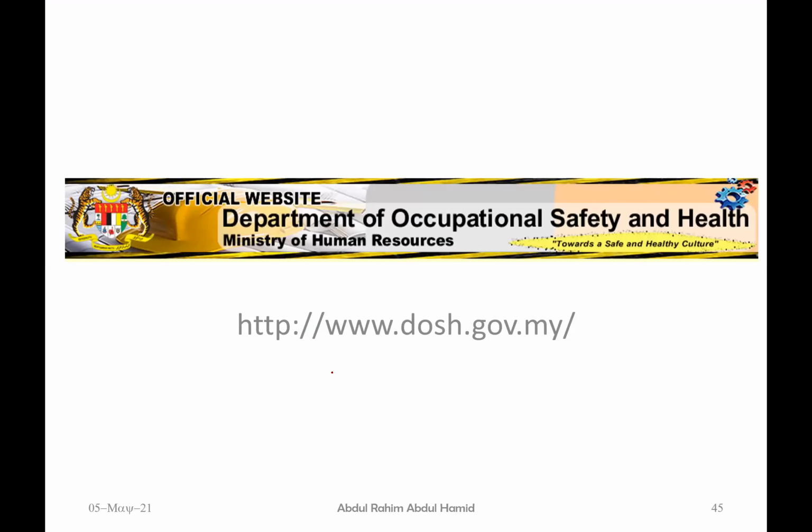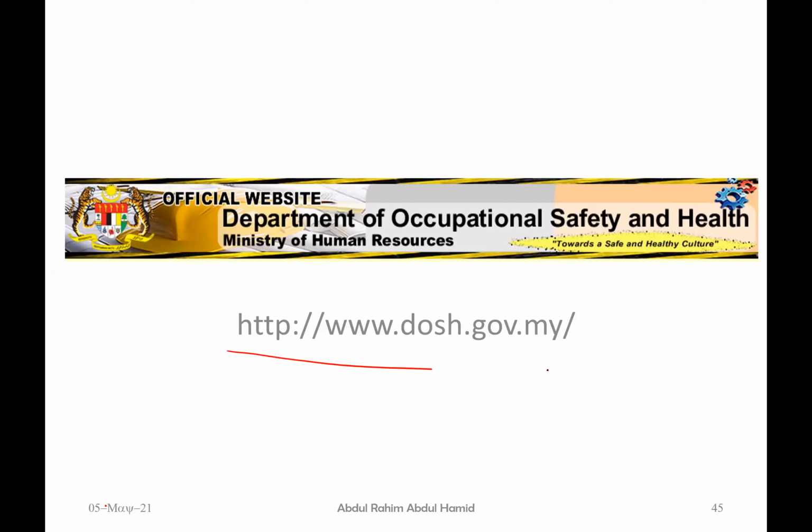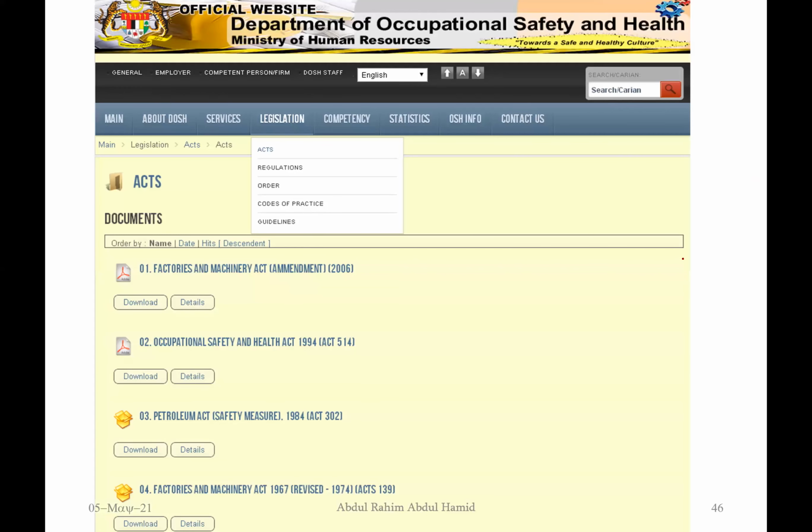So what I want you to do, if you want to know more later on, not now, you can go to dosh.government.my. Under dosh.government.my, you will basically click under legislation. This is the old interface. Right now, they have already changed the interface. Under the legislation, you will see the act, regulation, order, code of practice, and guideline.